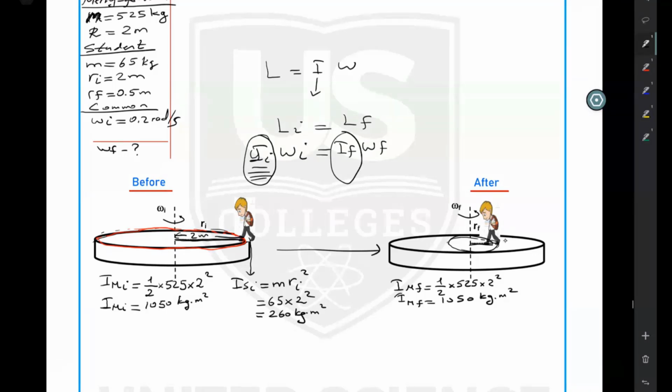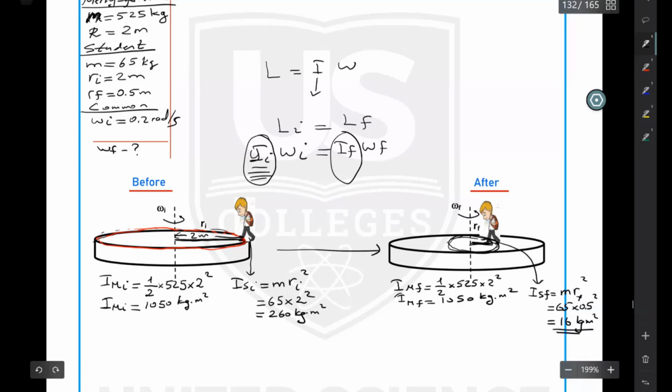But finally, it's not the same. Here, he starts following a smaller circle. That's why the moment of inertia of the student is now less than that one. So let's calculate the final moment of inertia of the student. Again, m r squared, but r final squared. M is 65, but r final is 0.5 squared. The final radius is 0.5, as written in the question. So it is going to be 16 kilogram meter squared.